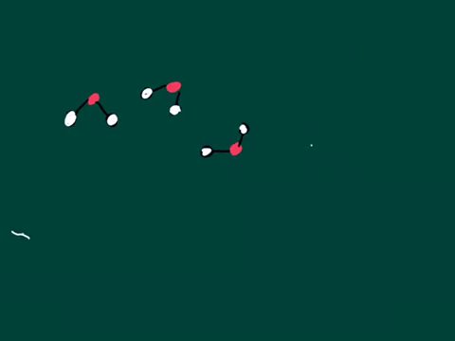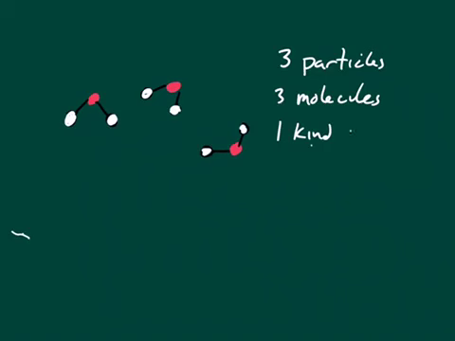So if we look at this little drawing here, we see that we actually have three particles. We would say that it is three molecules. So those particles are molecules. It is one kind of molecule, or one kind of particle. So we would say it is pure because it is one kind of molecule. And because we see different kinds of atoms in this, we call this a compound.